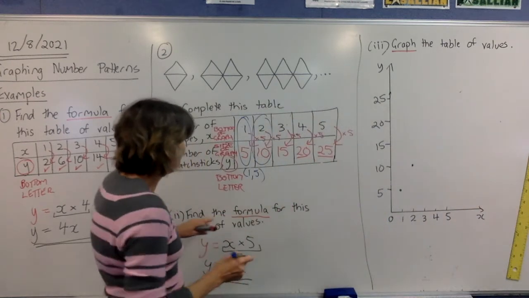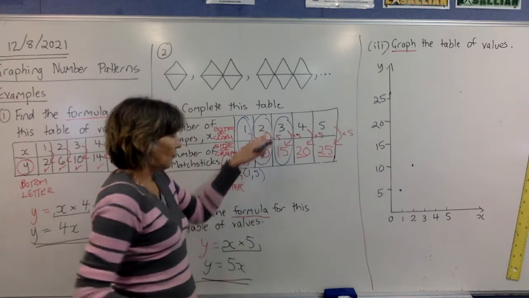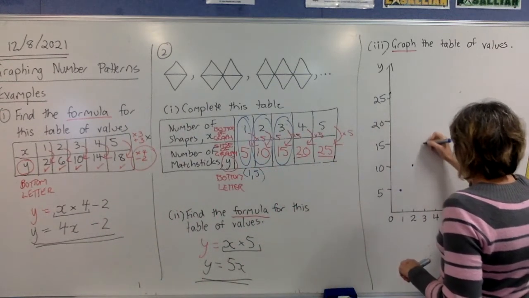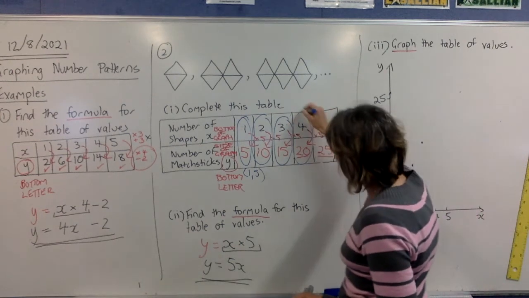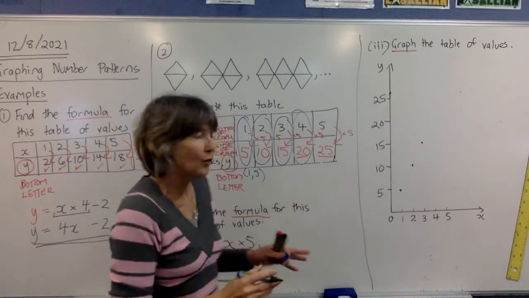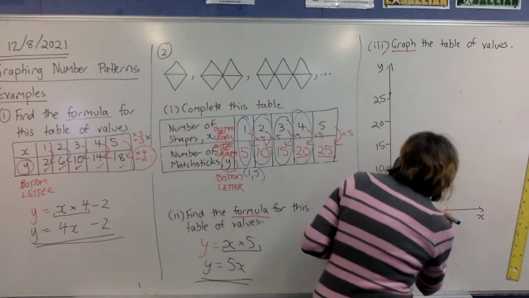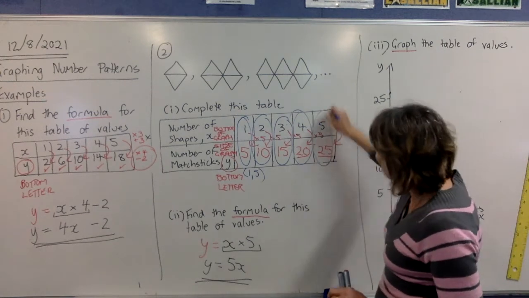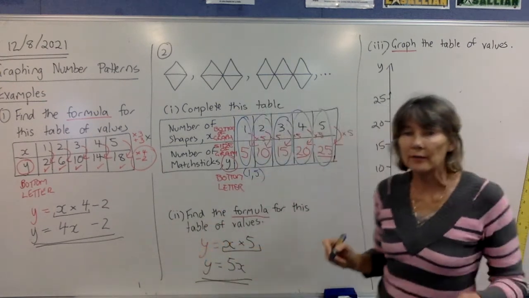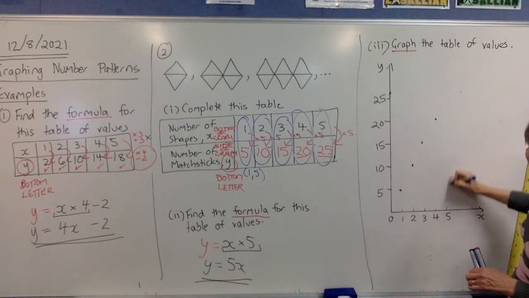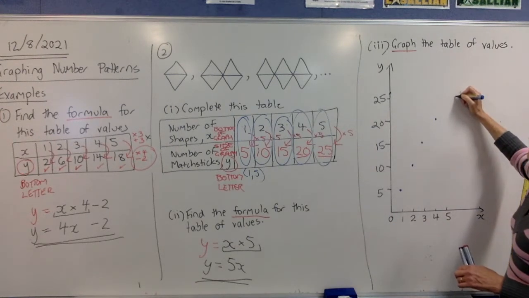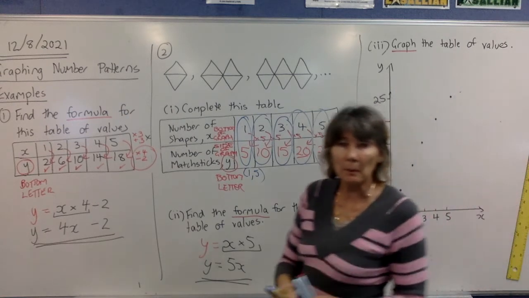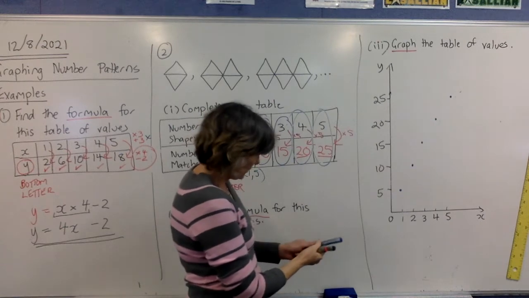I'm trying to line one up properly. This next point is 3, 15, along 3, up 15. Next one is 4, 20, so we're going along 4, up 20. And then the last one is 5, 25, so we're going along 5, up 25. Okay, I've done my best to line those up. They're probably a little bit crooked, but as I said, in your grid book it should be a lot easier to do.